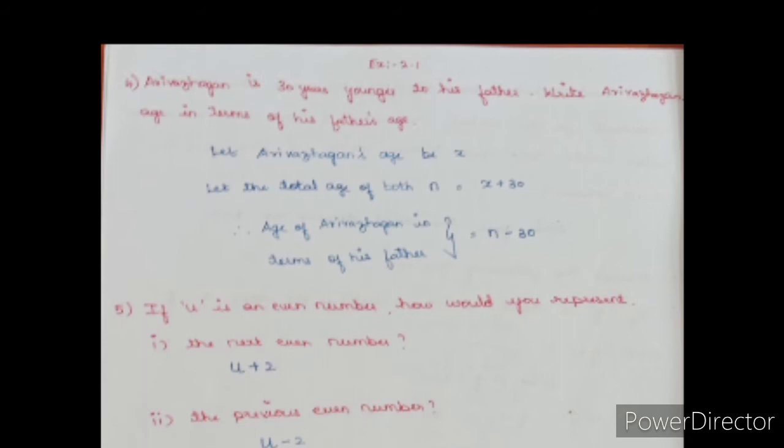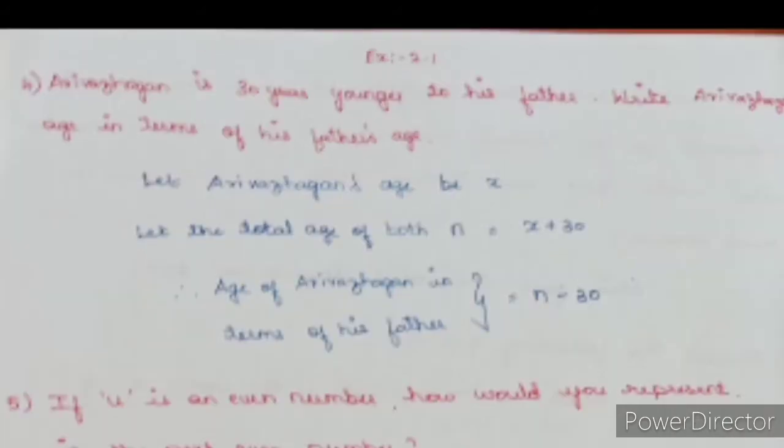So what you have to do? Let Arivalagan's age be x. Let the total age of both be n. So what will be the total? X is Arivalagan's age and he is 30 years younger to his father. So plus 30. Therefore the age of Arivalagan in terms of his father will be n minus 30.